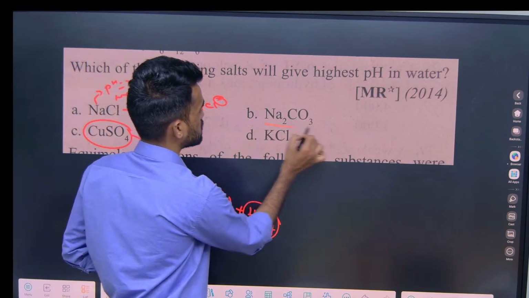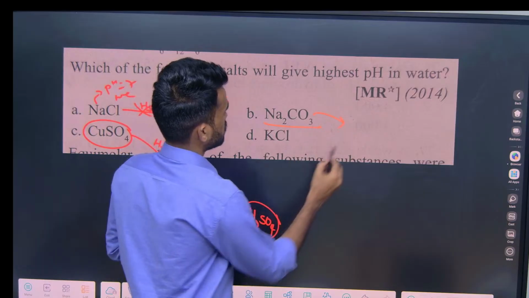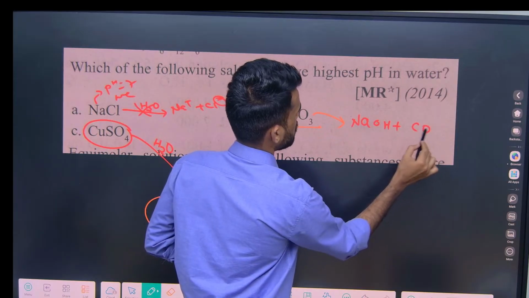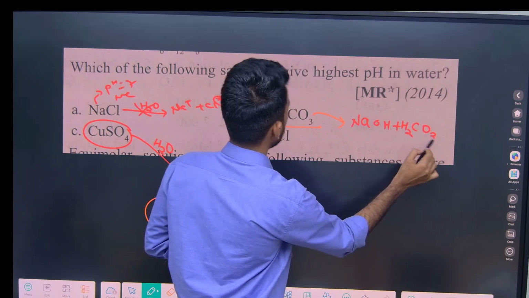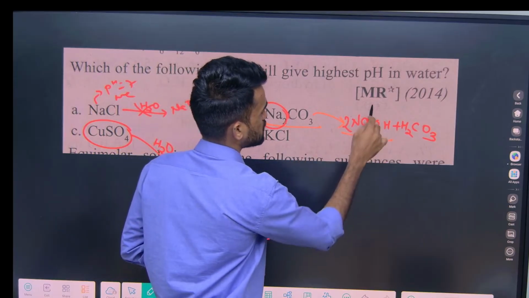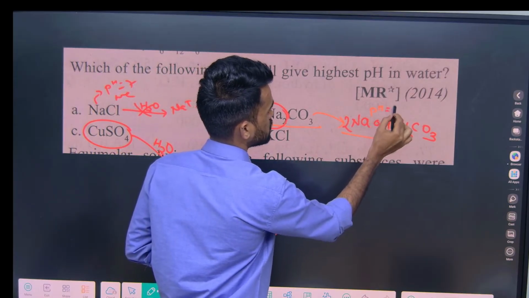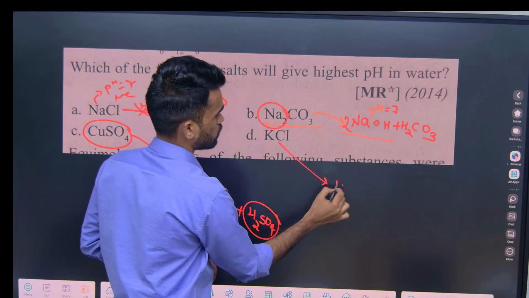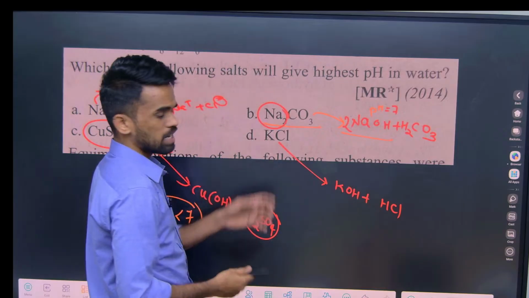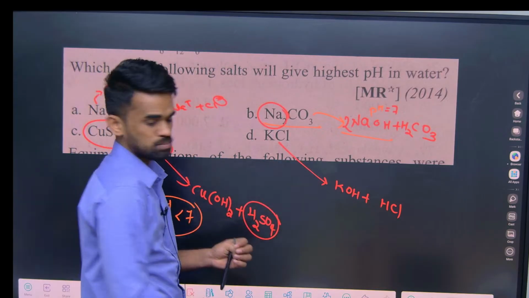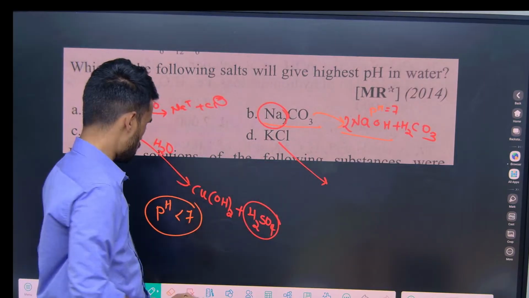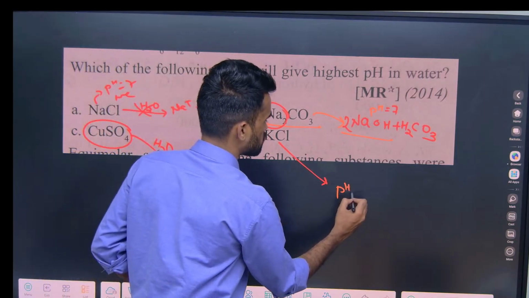Similarly, if I take this, NaOH plus carbonic acid H2CO3. How many NaOH are we going to get? 2. So definitely this has pH greater than 7. Here also you are going to get KOH plus HCl. It's a strong electrolyte, so neutralization takes place. So here you are going to get only K plus and Cl minus ions. This is also neutral, so the pH of this solution is 7.